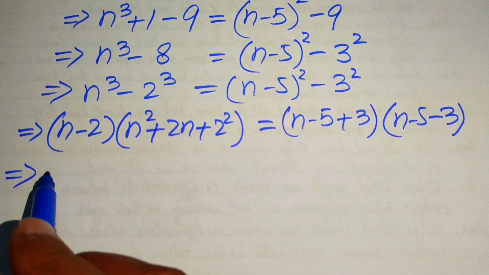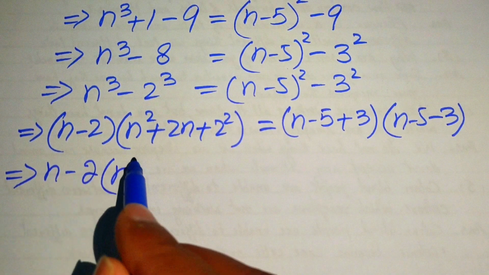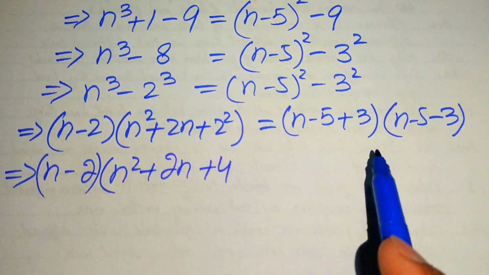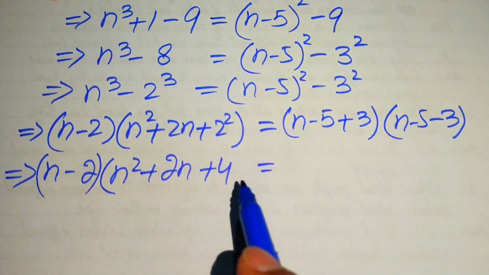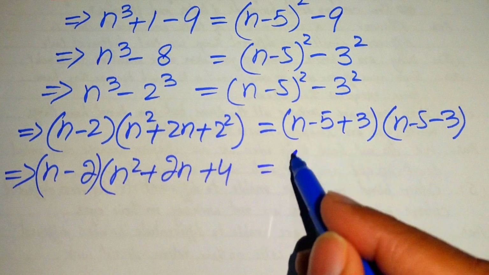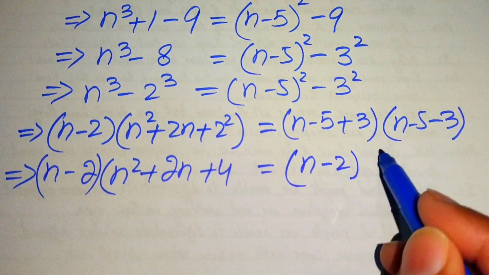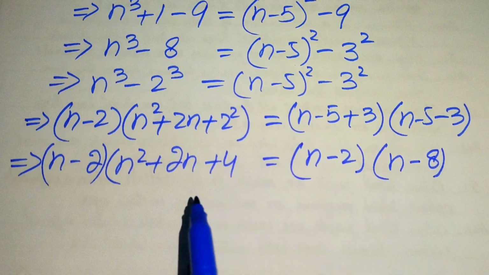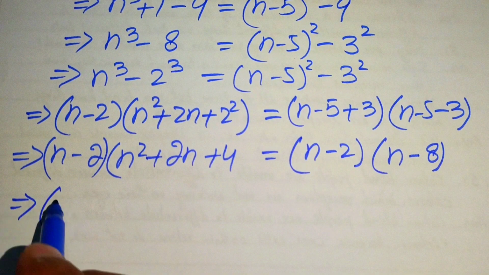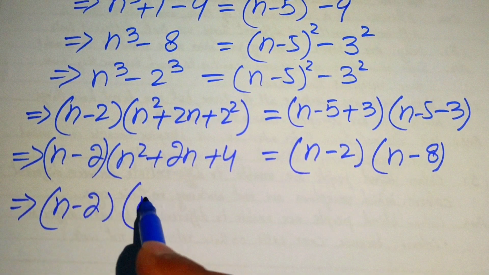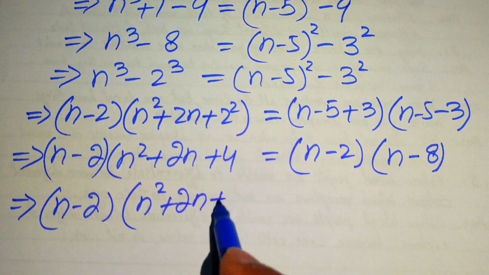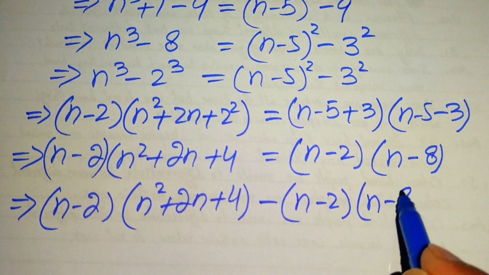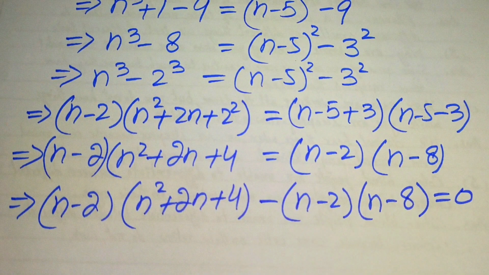So in the left hand side we have (n minus 2) times (n squared plus 2n plus 4), and we move all the terms in the right hand side to left hand side, but here we first simplify the terms, and we have n minus 2, and here you get n minus 8. So we move these two terms in the left hand side, and we obtain (n minus 2) times (n squared plus 2n plus 4) minus (n minus 2) times (n minus 8) equals 0.